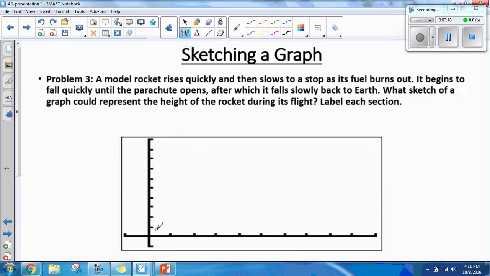So in the beginning, the model rocket starts on the ground at the origin 0, 0. As time goes on, it rises quickly and then it slows to a stop. At this point, the fuel burns out, so it's stopping at this height. Then it starts to quickly fall back to Earth.